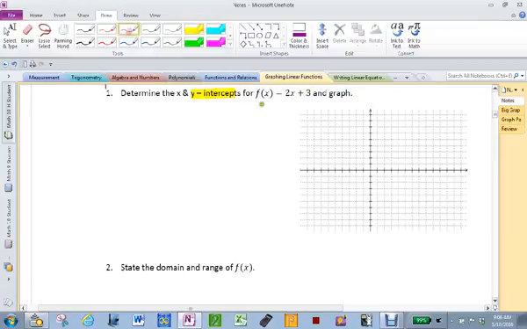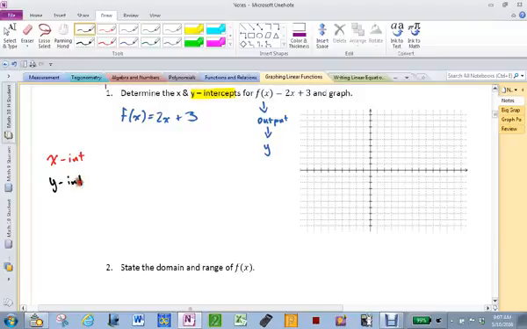F of x. This is my output, so that is my y. Everybody with me? Now, I want the x and the y-intercepts. I have f of x equals 2x plus 3. I need the x-intercept, which I will do in red, and I need the y-intercept, which I will do in black.